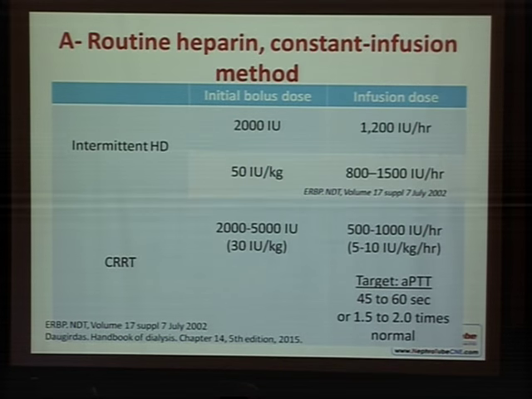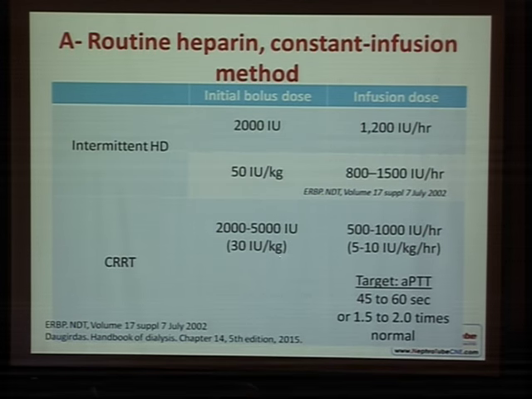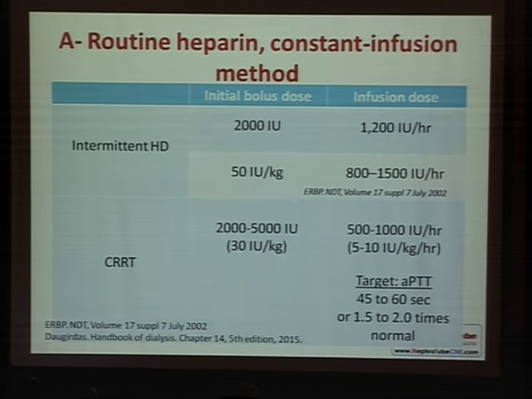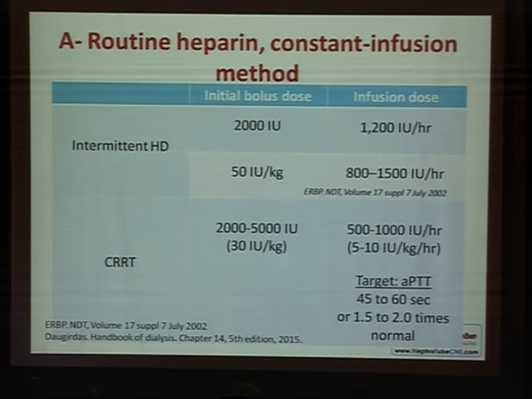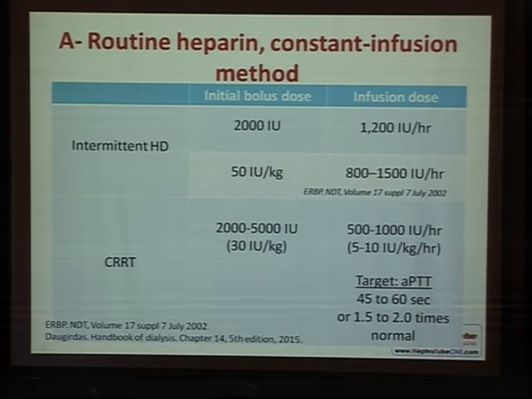If heparin is used for CRRT, one of the most famous recommendations is to use 30 international units per kilogram as initial bolus, followed by about 5 to 10 international units per kilogram per hour as infusion dose all over the session of dialysis, targeting activated partial thromboplastin time to be 1.5 to double the normal times.